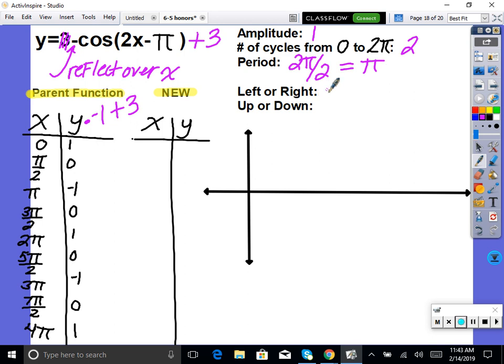We're going to write pi halves because you've got to divide by 2. So now you can say write pi halves. And then we're going up 3. So we've already taken care of on our parent function the up 3, the reflection. Now right here we've got to go fix our period first before we shift left and right.